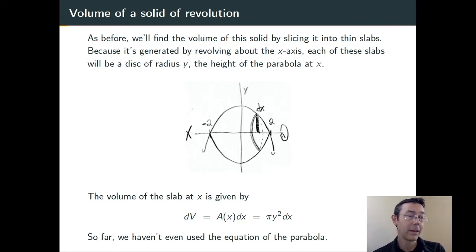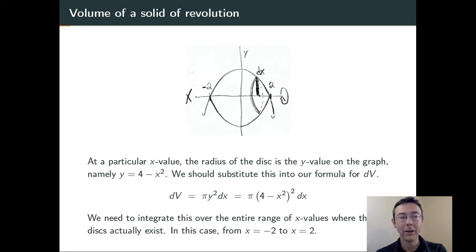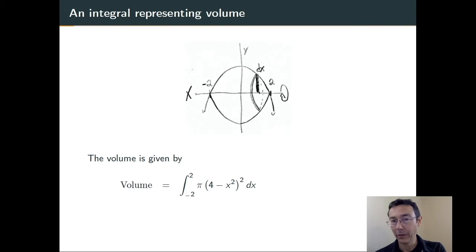The problem here, of course, is that we can't integrate until we get out the y and get the x's in. We're going to use the equation of the parabola to do that. It's y equals 4 minus x squared. We're going to substitute that in for y in that formula for dV, like so. We're going to need to integrate that over the entire range of values where we actually have slabs, so from x equals -2 to x equals +2. So here's the thing that we're trying to evaluate: the integral from -2 to 2 of pi times (4 minus x squared) squared dx.